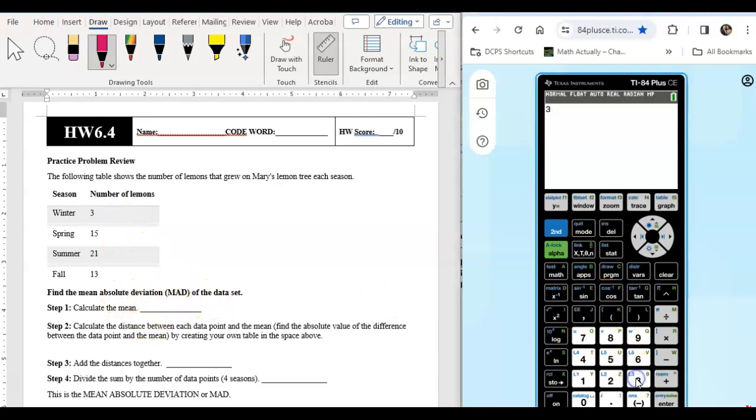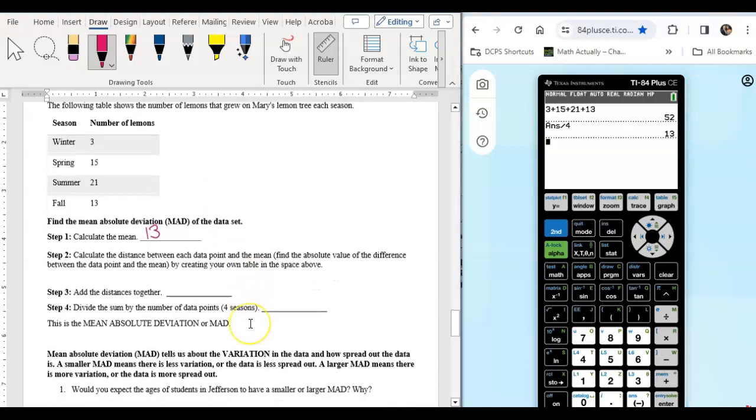So to calculate the mean, since there's only 4, I'm just going to go ahead and add them together and divide by 4. If I had a larger data set, then I probably would use the calculator function, but I don't really feel the need to do that in this case. So here the average is 13. So I'm going to go ahead and mark 13 as my mean or my average.